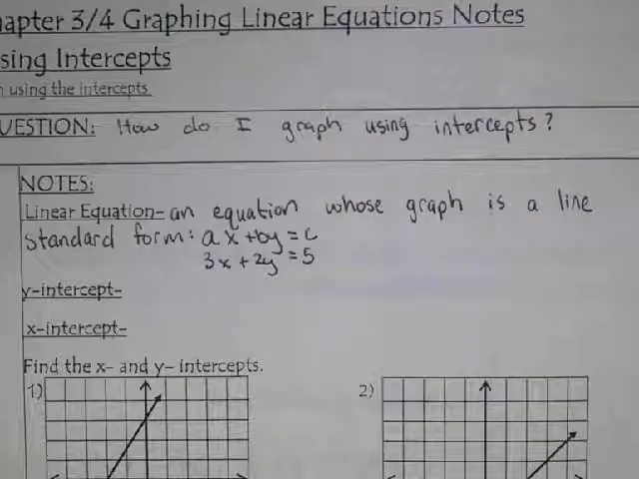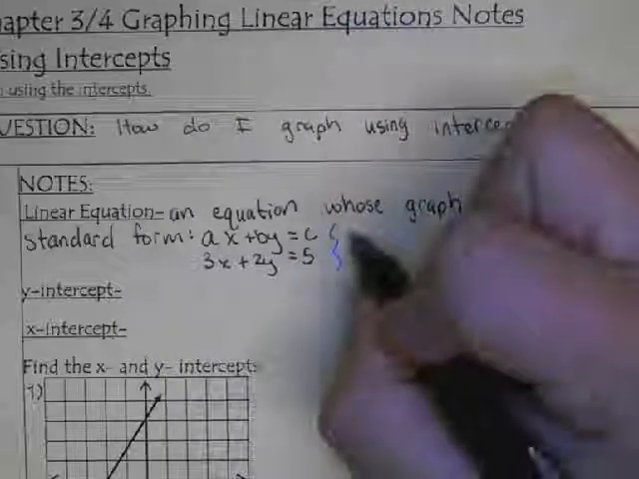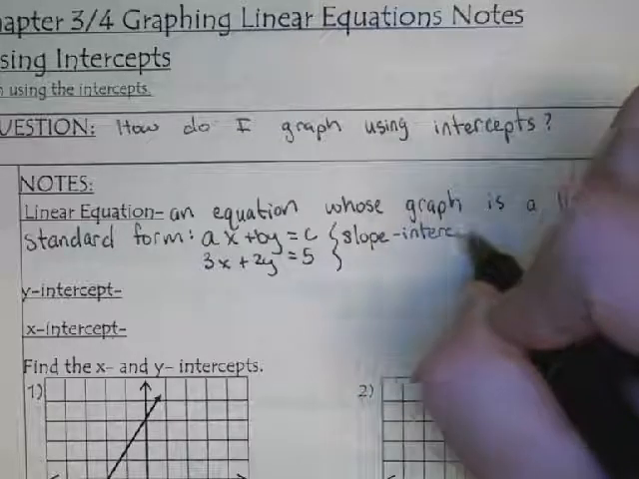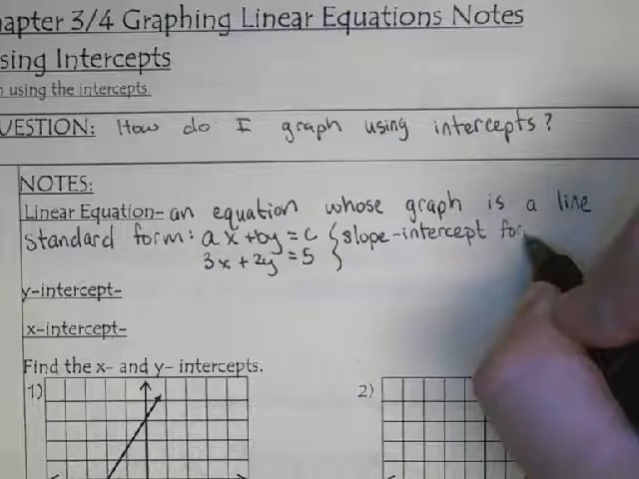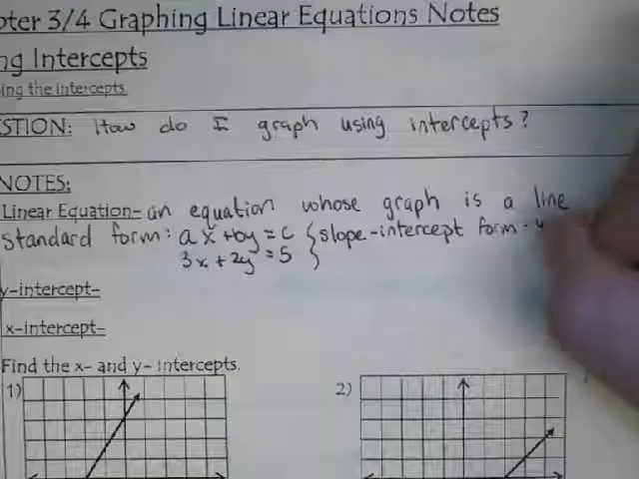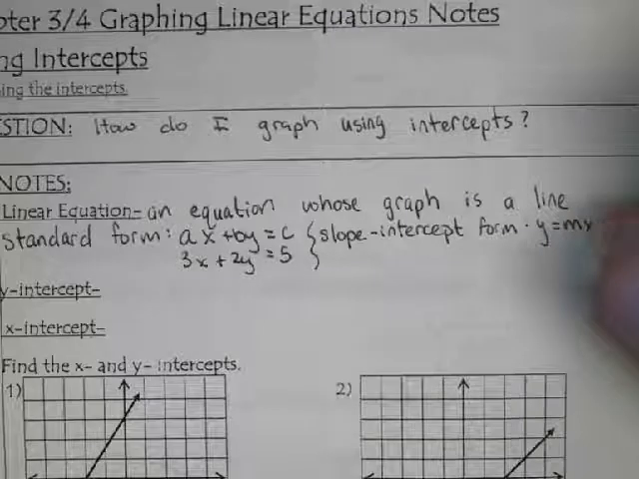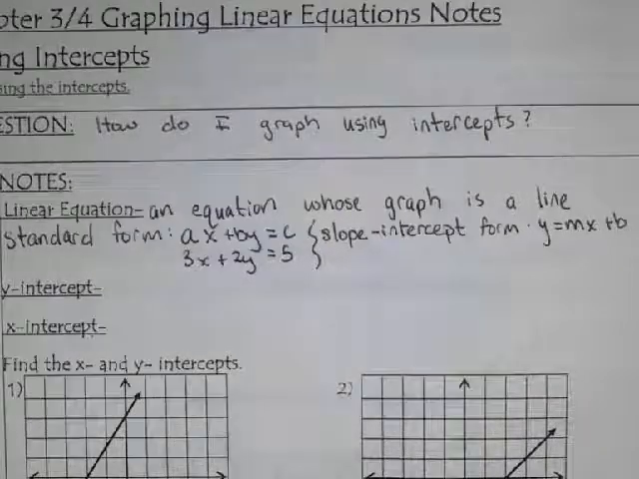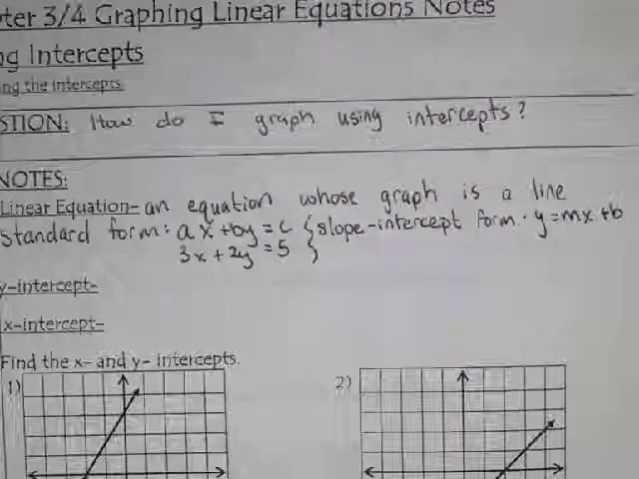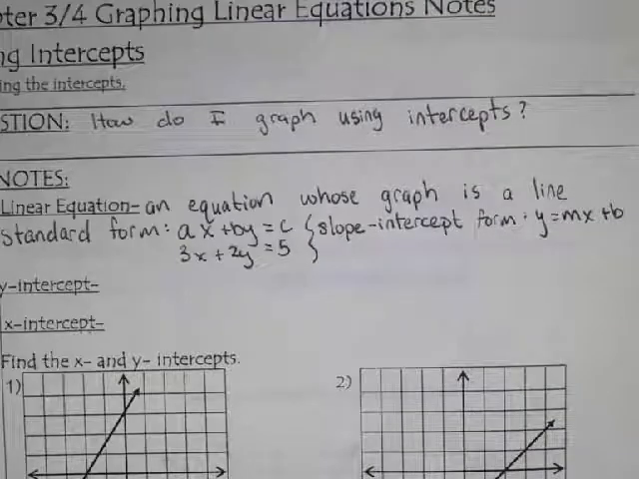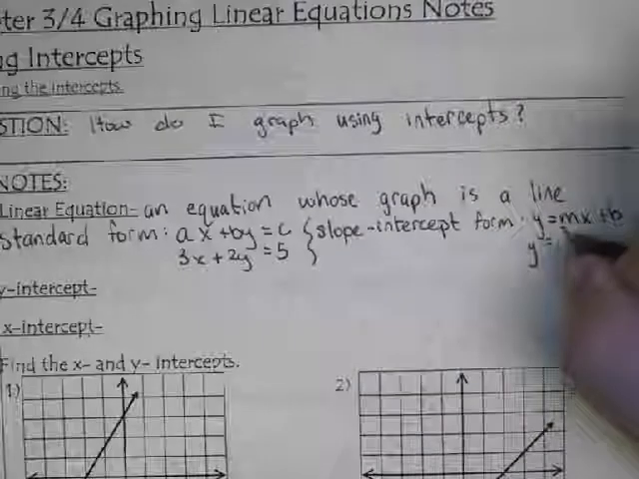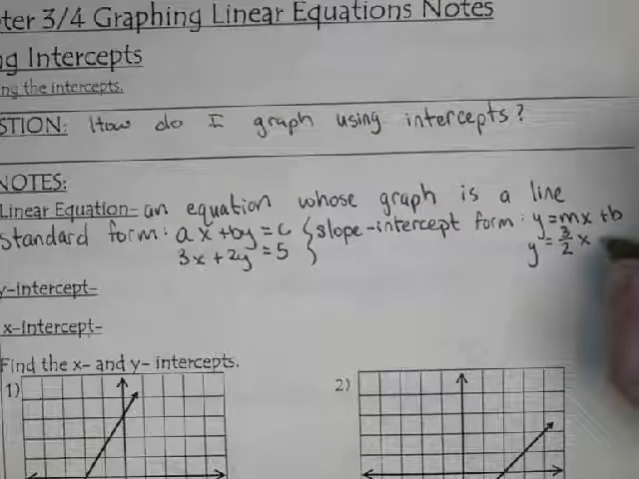Then we'd have our slope-intercept form, which is y equals mx plus b. We'll be using this one a lot, where m is our slope and b is our y-intercept. Don't worry about that right now. We'll dive deeper into it in the future. The equation could look something like y equals 3 halves x minus 4.